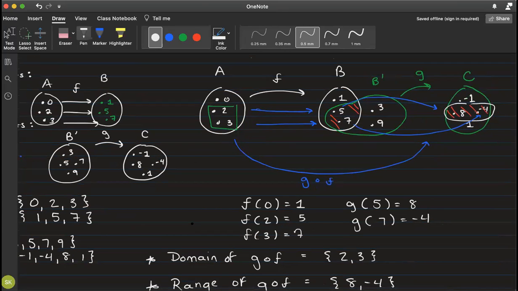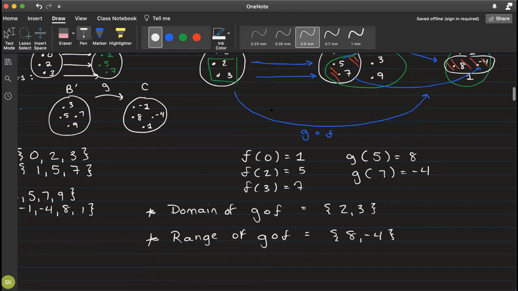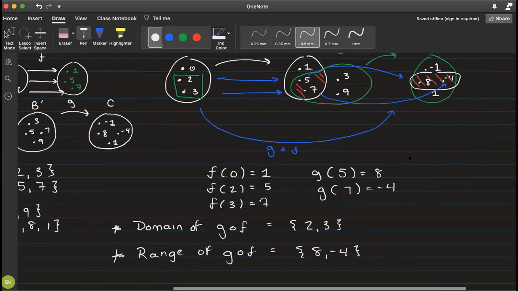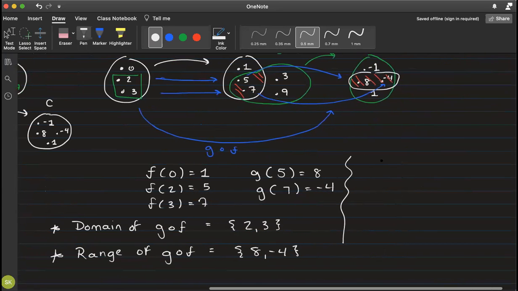Also, we can talk about not just G composed of F, but we can talk about F composed of G. We can also say things like G composed of G and F composed of F. That's what you're going to see in the next example. So let's do that. Also, I want to mention, what is G composed of F of 2?